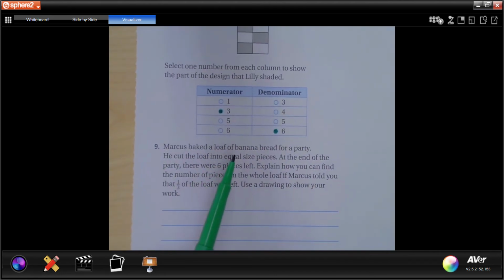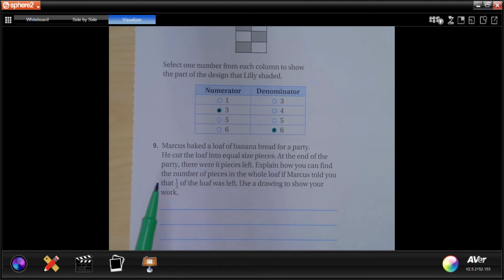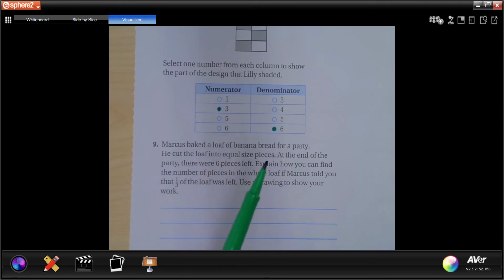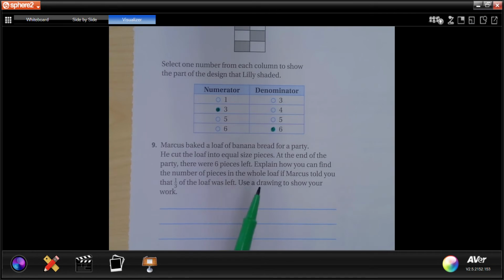Marcus baked a loaf of banana bread for a party. He cut the loaf into equal-sized pieces. At the end of the party, there were 6 pieces left. Explain how you can find the number of pieces in the whole loaf if Marcus told you that 1/3 of the loaf was left. Use a drawing to show your work.